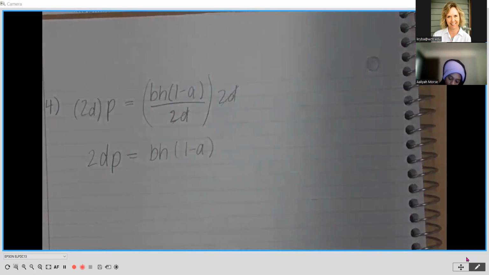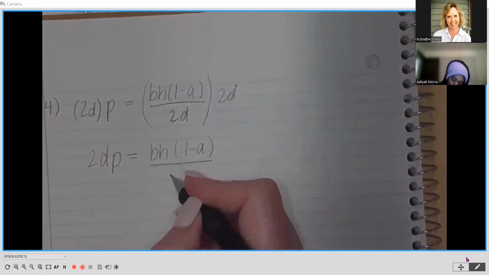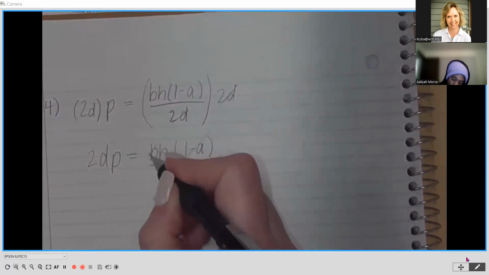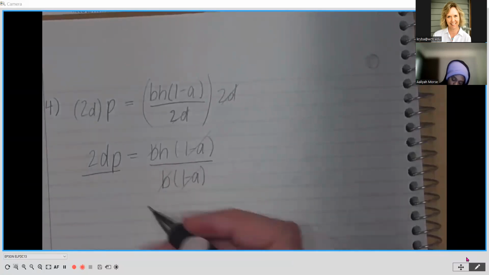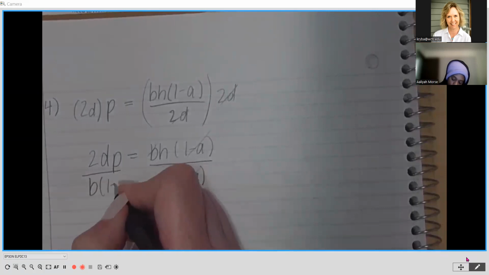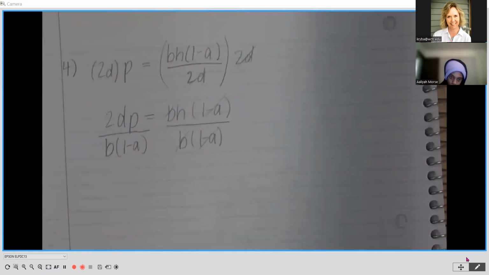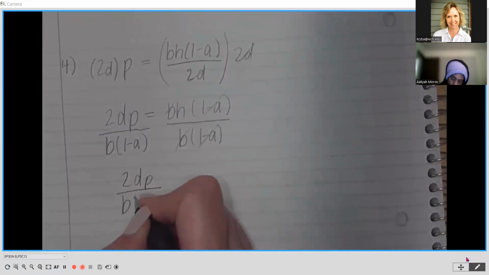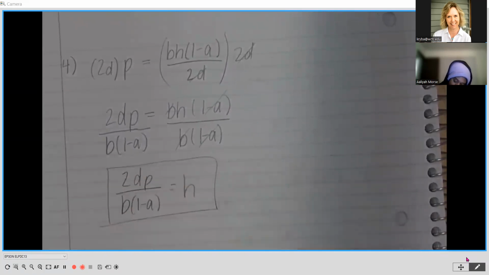So now to get rid of the 1 minus A and the B, I'm going to put a division. I'm going to do B down the bottom, 1 minus A. So that'll get rid of these on this side. And then I'm going to divide by B times 1 minus A underneath. So now H is the only one left over. So as my final answer, 2DP divided by B times 1 minus A is equal to H. So you want to just put it in its final form.